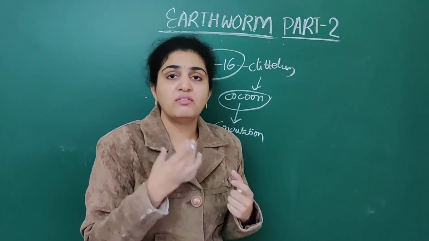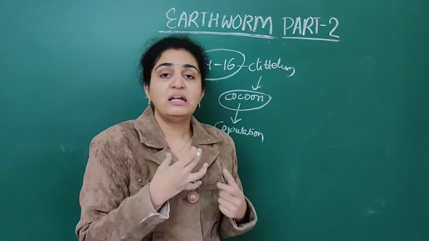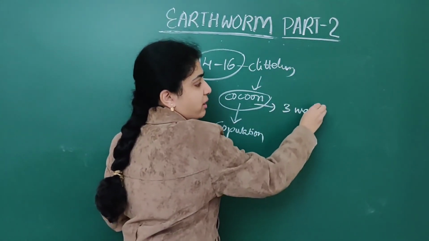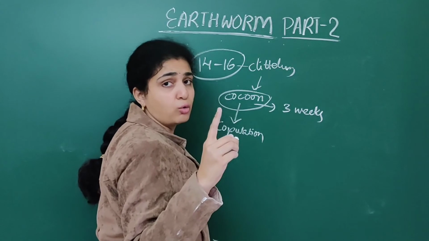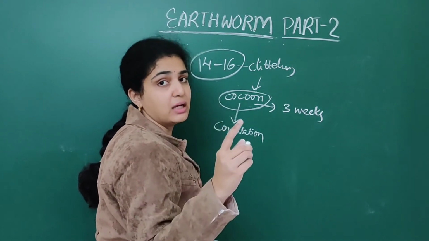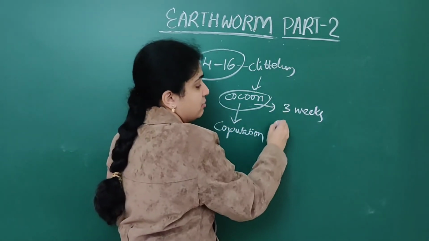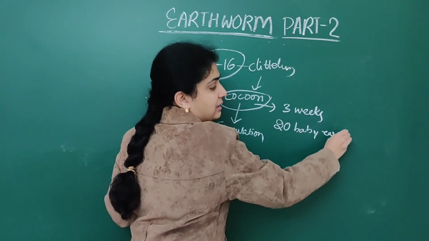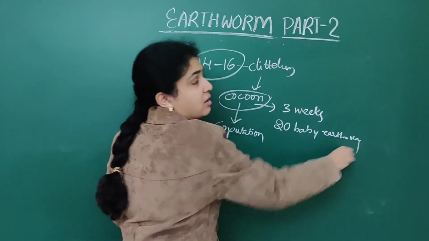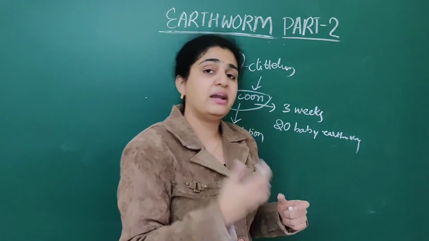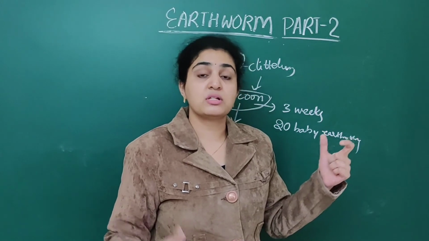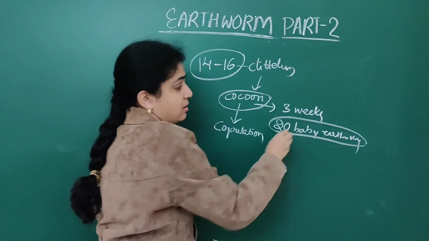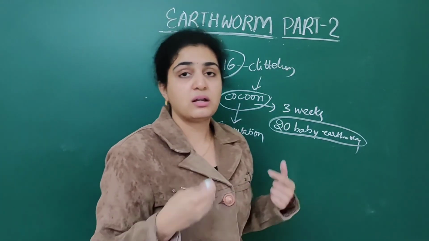So this cocoon will give rise to 20 baby earthworms after 3 weeks. This is an important question. Each cocoon will give rise to how many baby earthworms? It will give rise to 20 baby earthworms. And in the middle there is no larva. For some animals, a larva is needed before the adults are produced, but it's not like that in the cocoon. Directly 20 baby earthworms are given.